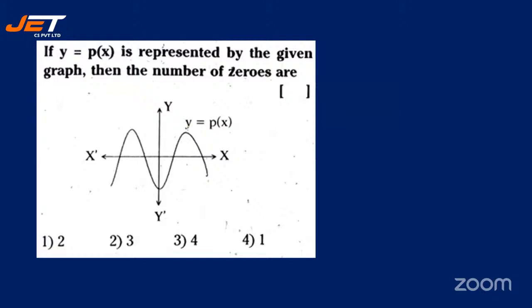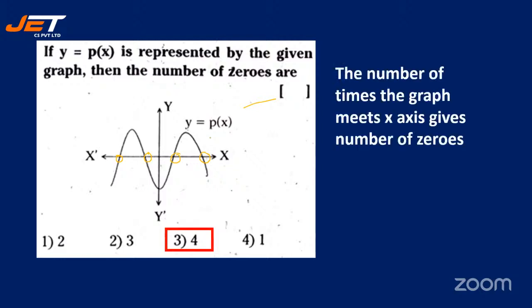If y is equal to p of x is represented by the given graph, then the number of zeros are dash. See here, you can see wherever it touches the x-axis: 1, 2, 3, 4. So let's see the answer. It is 4. So the number of times the graph meets the x-axis gives the number of zeros.